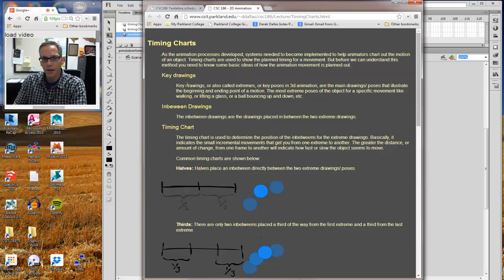So key drawings. A key drawing is also called an extreme, or a key pose if you're in 3D computer animation. What this represents are the main drawings or poses that illustrate the beginning and ending point of a motion, the most extreme poses of an object for that specific movement, like walking or lifting a glass.